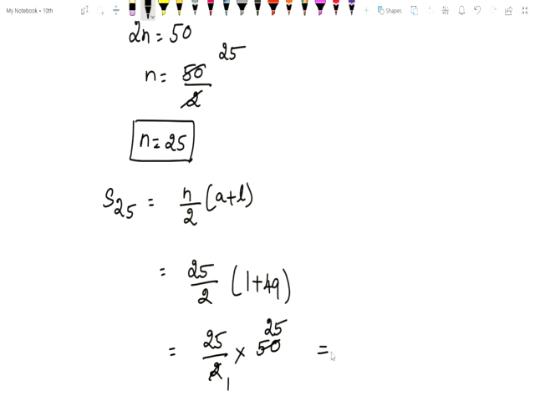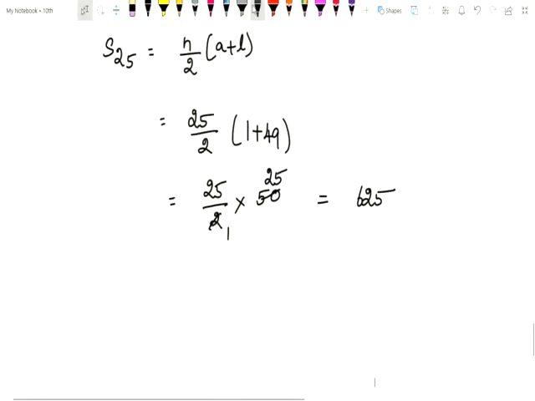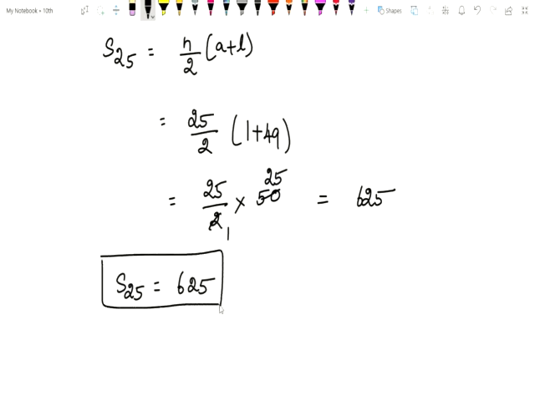Now 25 into 25, what you will get, children? 625. So therefore S25 equal to 625. Do you understand, children?